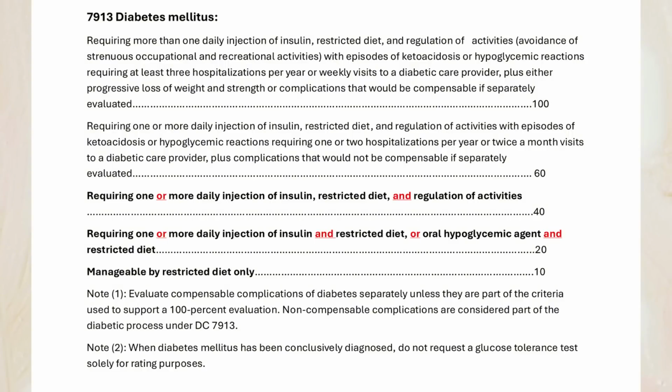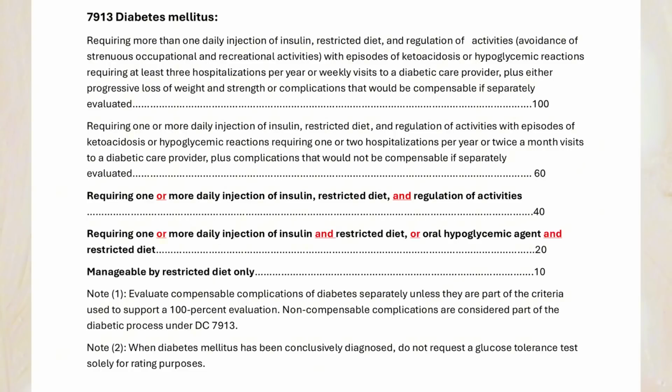So if you know that, why not have a private examiner, or if you go to the VA, let them know that you're on that, and you can submit that with your claim. The 20% criteria requires one or more daily injection of insulin and restricted diet, or an oral hypoglycemic agent and restricted diet. The most common hypoglycemic agent I used to see when I rated was metformin. Then the 10%: manageable by restricted diet only.